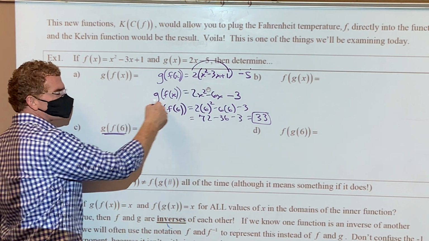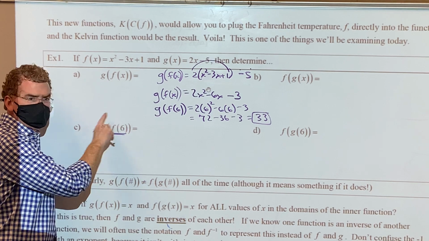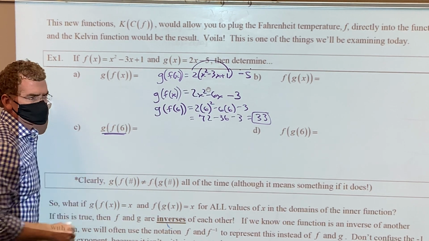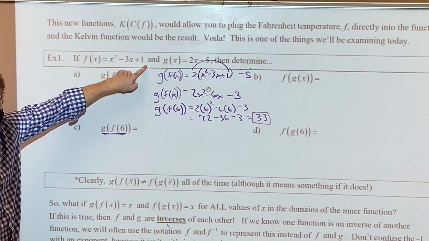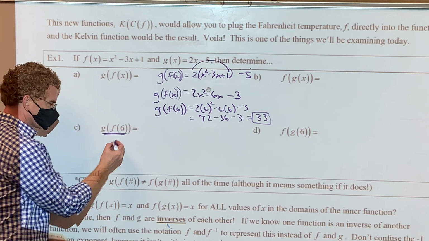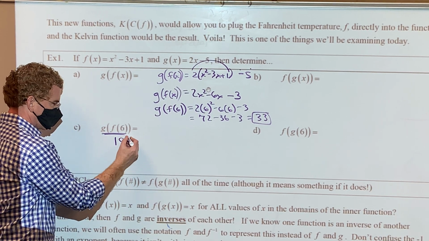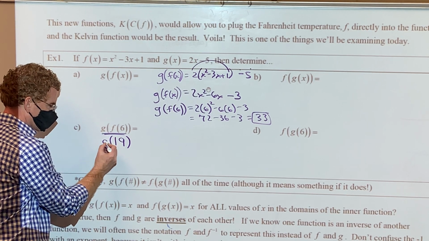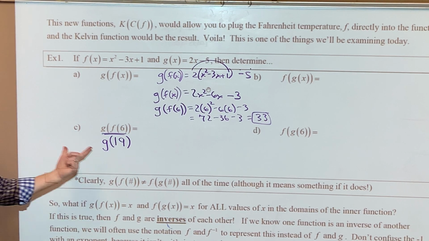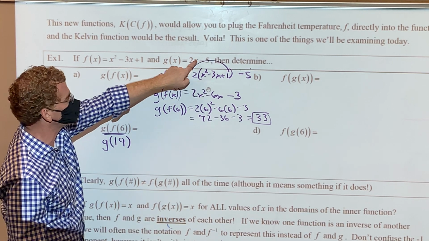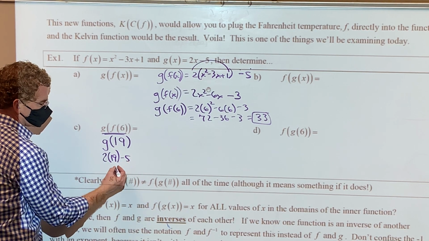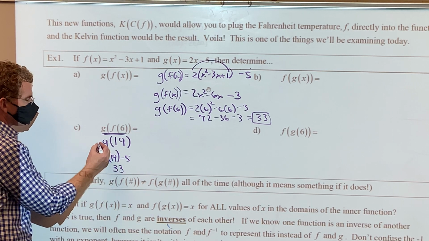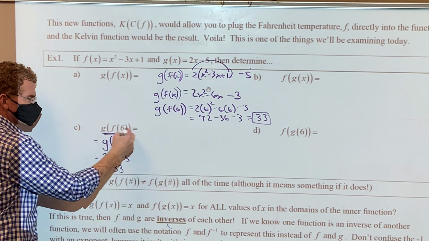But without finding the function, you could just go through f first. What is f of 6? 36 minus 18 is 18, plus 1 is 19. So if f of 6 is 19, I can replace the f of 6 with a 19, drop the g down. Now, what do I have left? g of 19. g of 19 says plug 19 in that. That's 2 times 19 minus 5, which is 38 minus 5, which is 33. So what does that mean? g of f of 6 is 33.